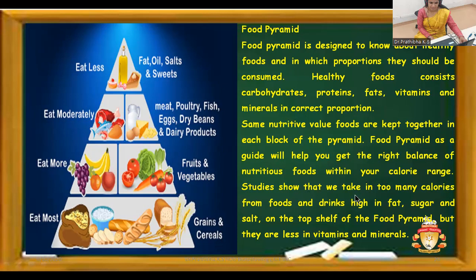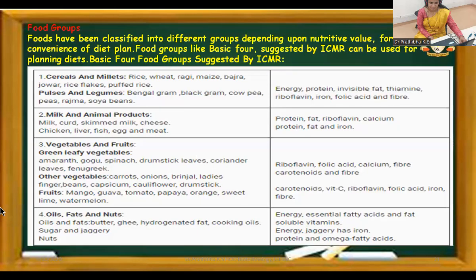Studies showed that we take in too many calories from foods and drinks high in fat, sugar, and salt on the top shelf of the food pyramid, but they are low in vitamins and minerals. So that's why we need to eat less of them. So this is about the food pyramid. Kindly focus on this one. I need to write. So now, at the end, let us go through the food groups.